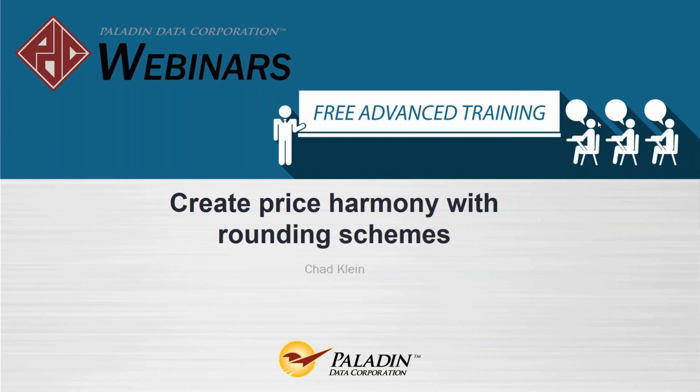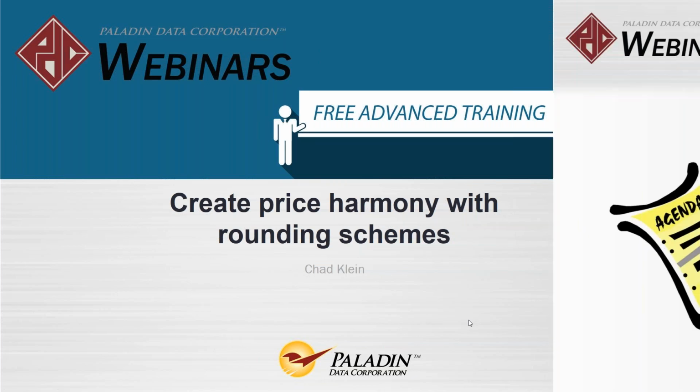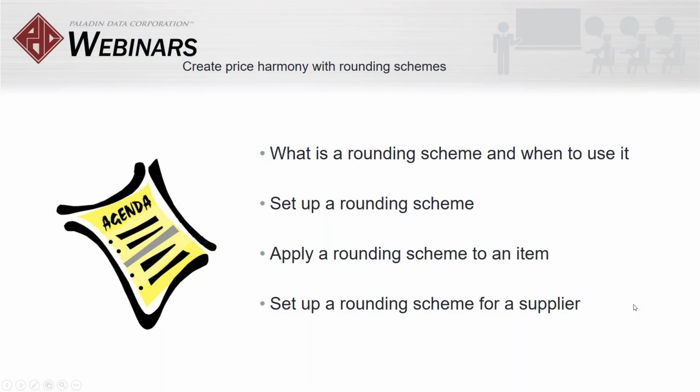So a few things that I want to cover today. What is a rounding scheme and when to use it? Pretty simple. Setting up a rounding scheme, how to then apply that rounding scheme to an item, and then to set up a rounding scheme for a whole supplier, if sometimes we don't want to go through every item that a supplier offers and apply that rounding scheme, but we would like uniformity across a certain supplier's pricing structure. We can set that up very simply without having to go into 4,000 different items and set a rounding scheme to it.